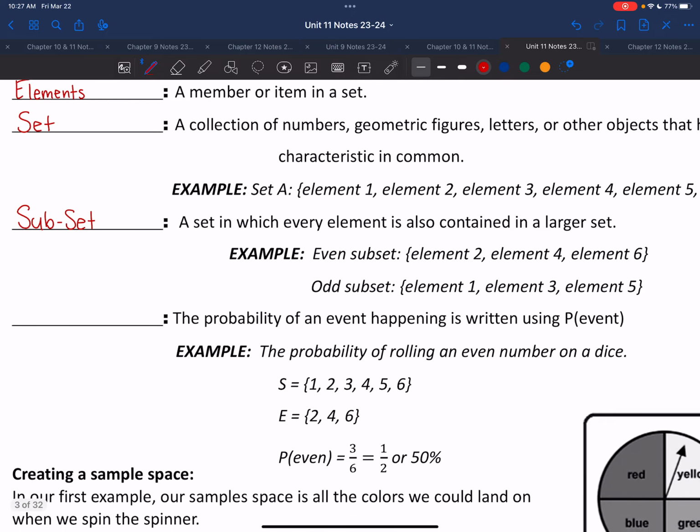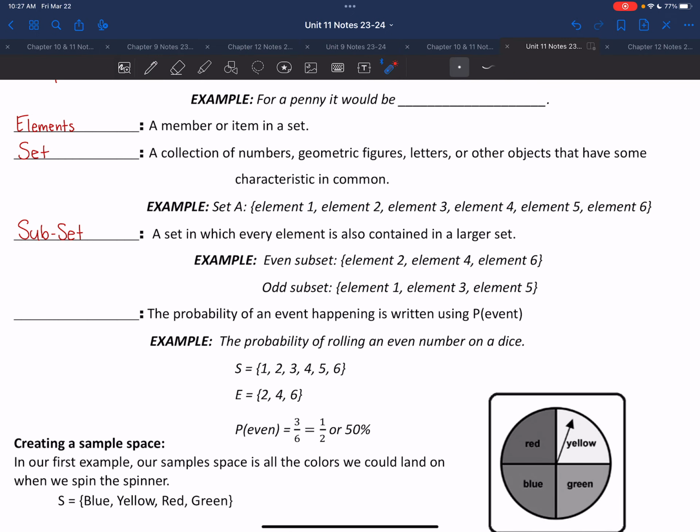So a subset is a set in which every element is also contained in a larger set. For example, if you're looking at set A, you have elements 1 through 6. Well, you might have an even subset, elements 2, 4, and 6. All of this even subset is inside the bigger set, set A.